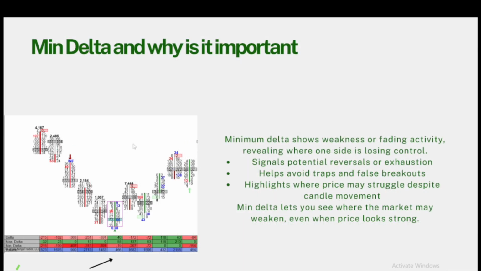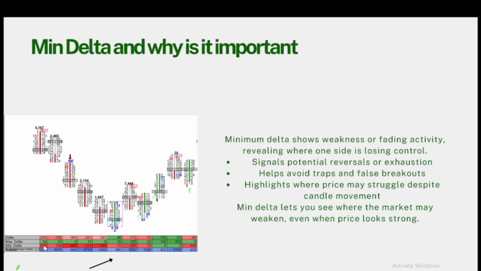So let's talk about min delta instead. Minimum delta shows weakness or fading activity. It reveals where one side is losing control. It signals potential reversals or exhaustion. It helps avoid traps and false breakouts, and it highlights where price may struggle despite candle movement. So minimum delta lets you see where the market may weaken even when price looks strong.